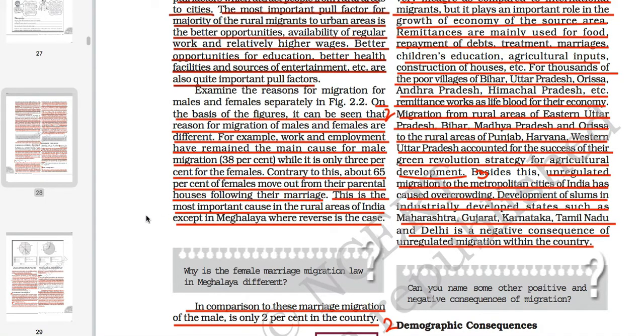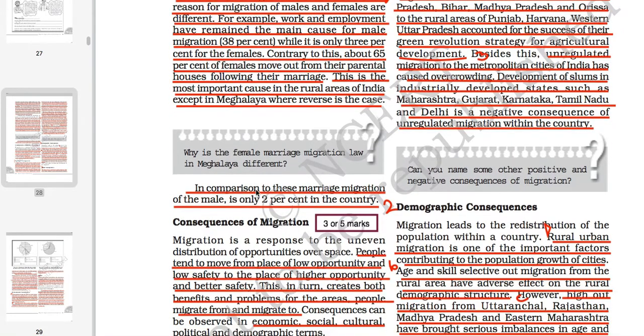This is the most important cause in rural areas of India. Mostly in rural areas in India, females migrate after their marriage. But in Meghalaya, the scenario is just the reverse. In comparison, the percentage of males who migrate after their marriage is only 2%.